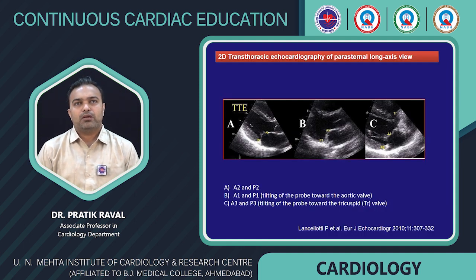When viewed from the parasternal long axis view in transthoracic echocardiography, we can appreciate the A2 and P2 segments of the AMVL and PMVL. When we tilt the probe towards the aortic side, that is laterally, we can identify A1 and P1 scallops, and if we tilt the probe towards the mitral valve, that is medially, we can open up A3 and P3 scallops and we can assess the location of the MR accordingly.